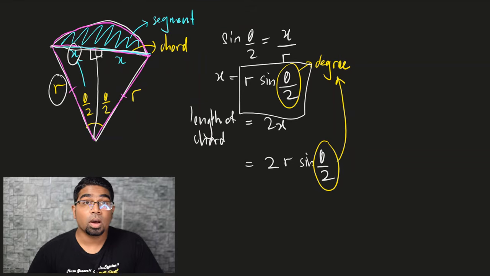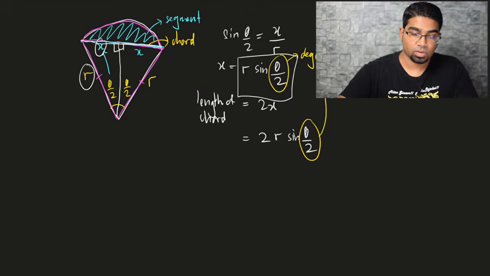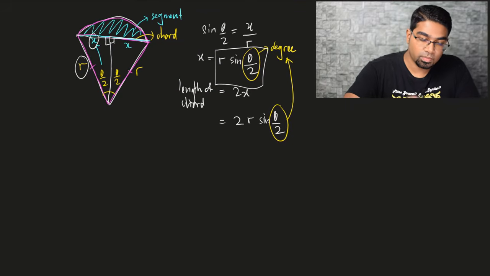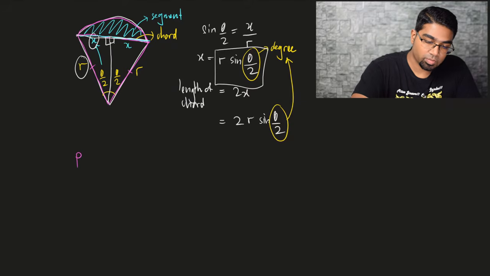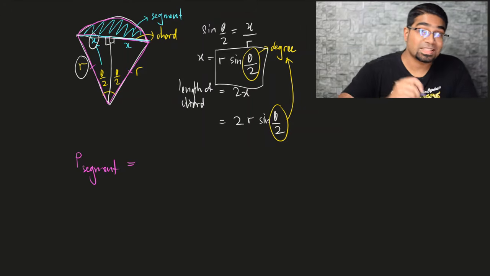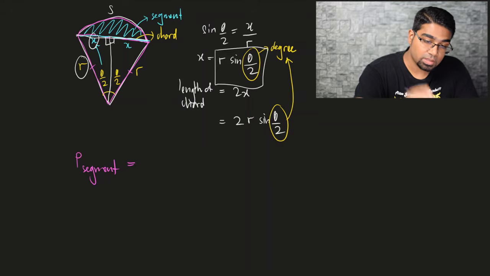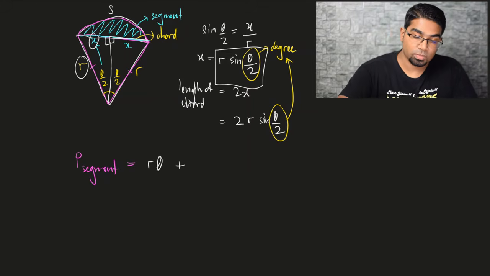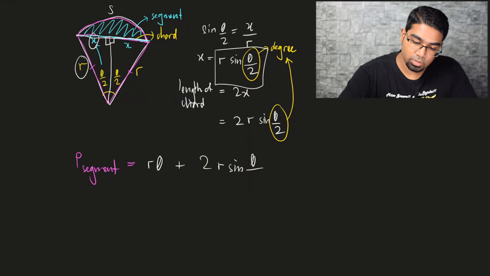Alright, so now how do we find the perimeter of the segment? All we have to do is add the length of chord to the length of the arc. So the perimeter of the segment is equal to the length of arc, S, which is r theta, remember that this is S. So we have r theta plus the length of the chord, which is 2r sine theta over 2.